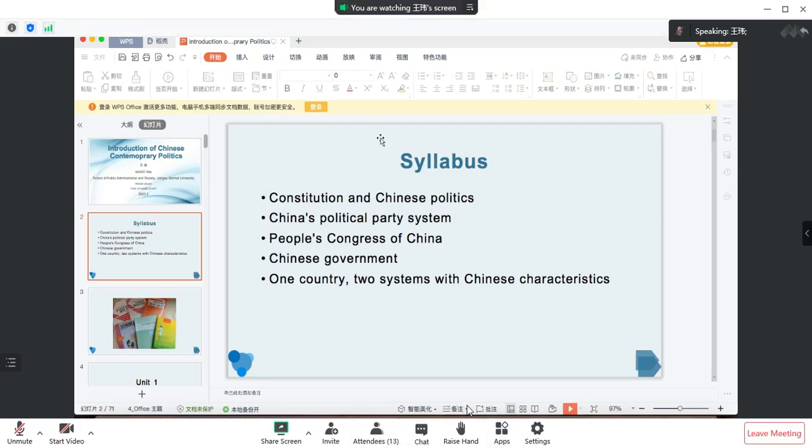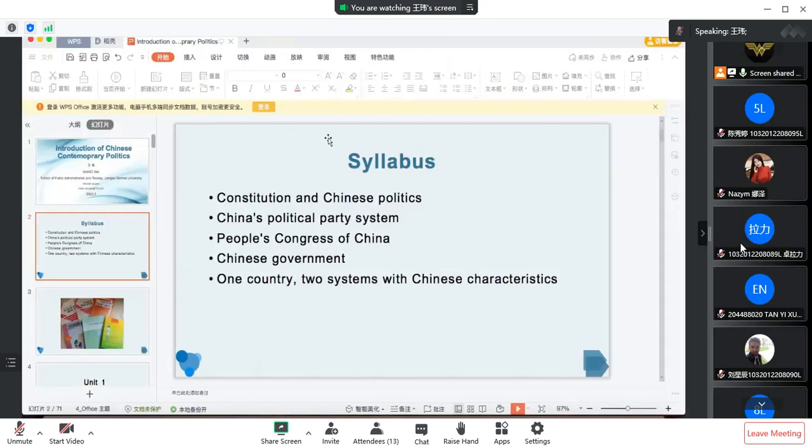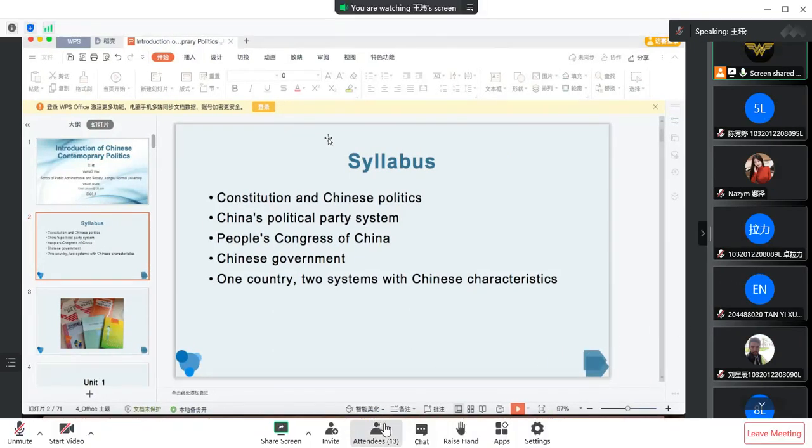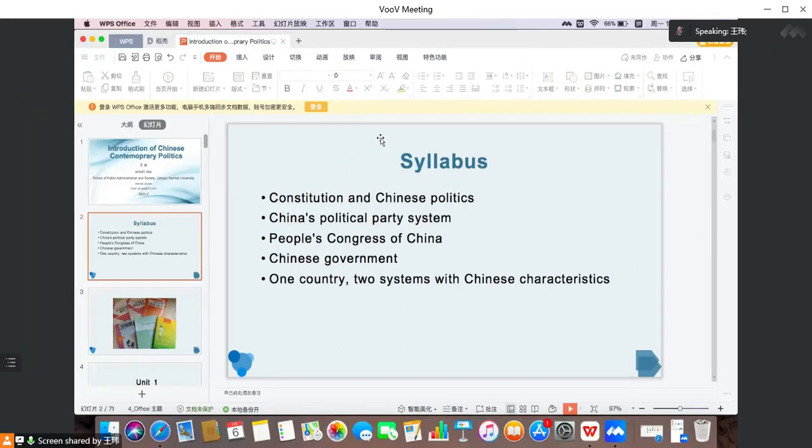Okay. Then in Chinese, we call it 当代中国政治制度. 当代 means contemporary. 中国, you know, China, and the adjective Chinese, right? And politics, contemporary politics system. And our content is about the contemporary, not historical politics. Okay.